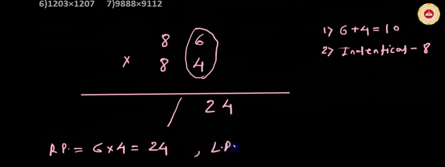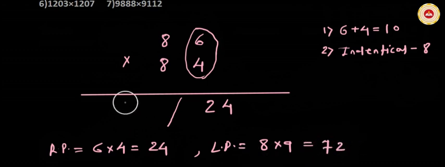What is left part? How do we calculate left part? We multiply identical digit with its ekadhik. What is identical digit? 8. And what is ekadhik of 8? 9. Multiply 8 and 9. We get 72. 8 nines are 72. So write 72 in left part.